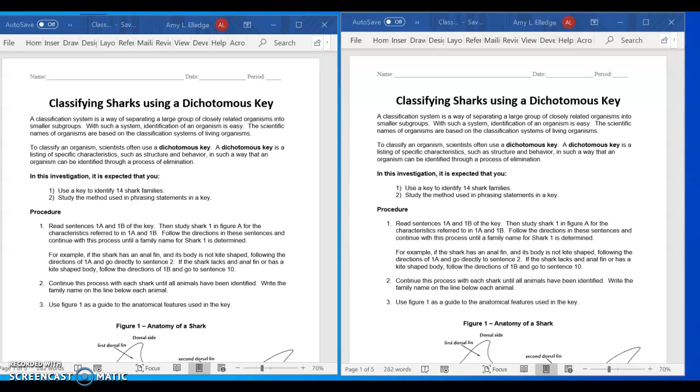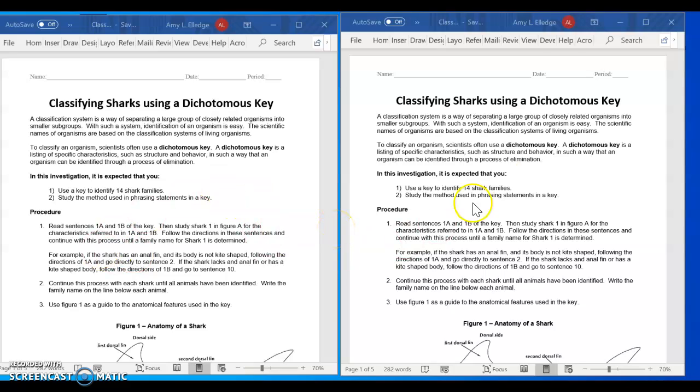So I'm going to try to help you a little bit with how to do your shark dichotomous key. If you read the introduction, it will tell you that a dichotomous key is a key with specific characteristics, and usually you get two choices, hence the di in dichotomous. They either have something or they don't, or they have something and they have something else. And so you basically look at your organism and their characteristics and you work your way through.